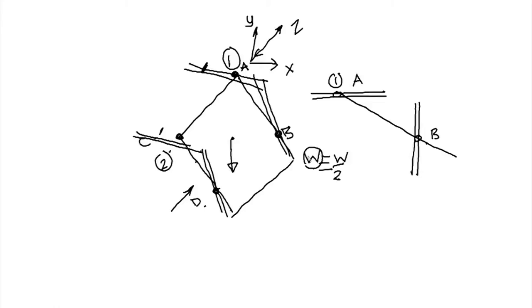But because now the reactions are shared between 1 and 2, and between A and C, and between D and B, after solving everything, I divided by 2. That is just to say that everything was shared between these two and between these two. Is that point clear?